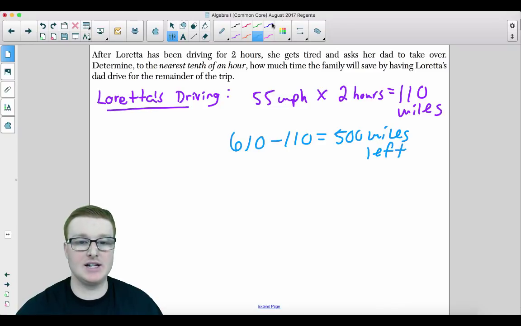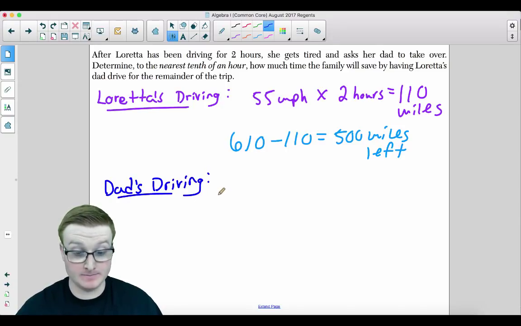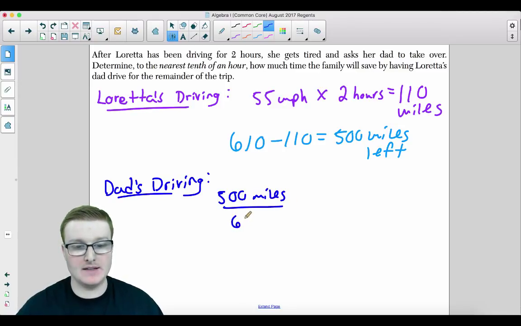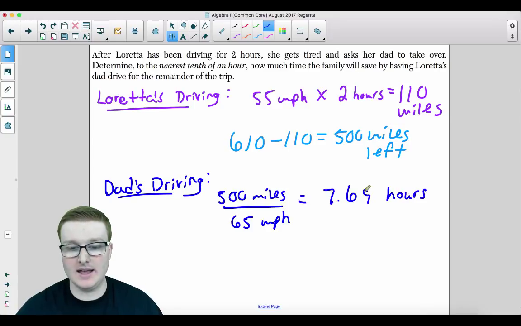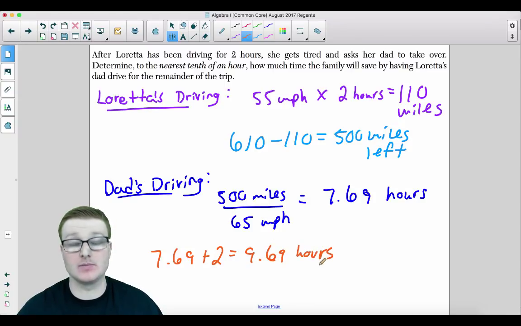Now let's calculate the dad's driving. So now he has a little bit more driving to do, but he drives faster. He's got a heavy foot. So we're going to take the 500 miles left and divide it by the 65 miles per hour. When you type this into your calculator, we get 7.69 hours. So if we take the 7.69 and add it to the 2 hours, we get 9.69 hours.